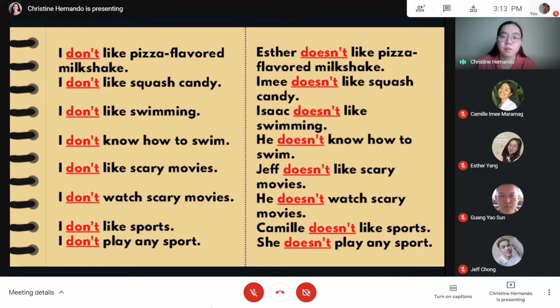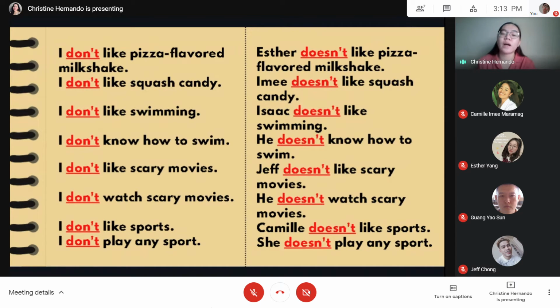Did you observe the same thing? And it is applicable to each and every sentence here. If I omit the word don't in the second sentence as well, it would be an affirmative sentence. I like squash candy. But if we insert don't after the subject and before the main verb, it would automatically change the meaning of the sentence. It would turn into a negative sentence.